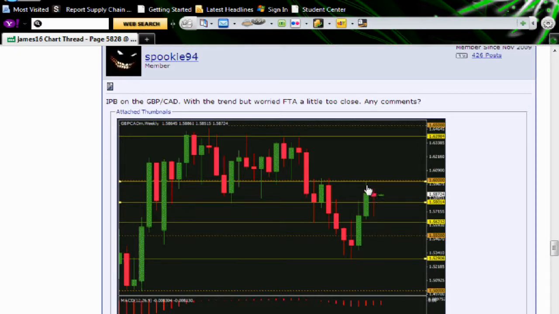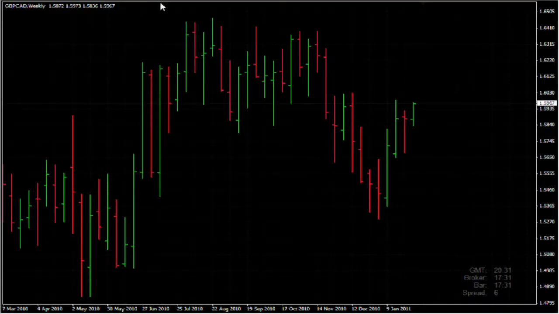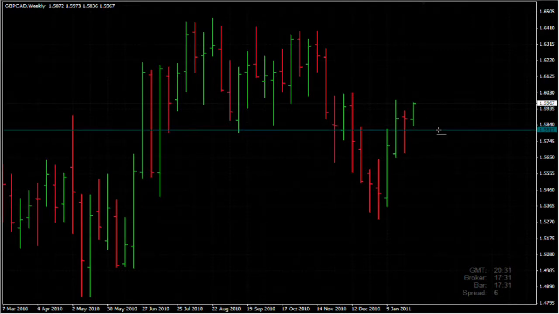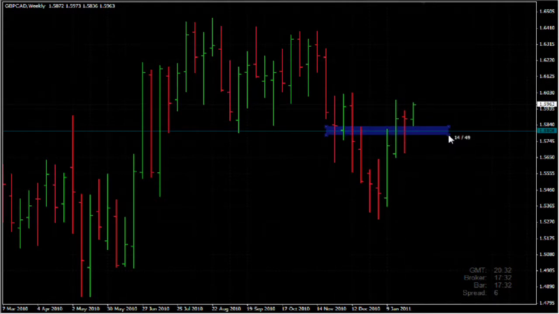One of the reasons was pretty smartly outlined by Spooky here. He says that the first trouble area is way too close, and I'm glad to see this. It just shows that Spooky here is doing well with support and resistance levels. Okay, so 1.58. Look at this: bar high, bar low, all lining up at the 1.58 region here, marking the first trouble area for a potential trade here.